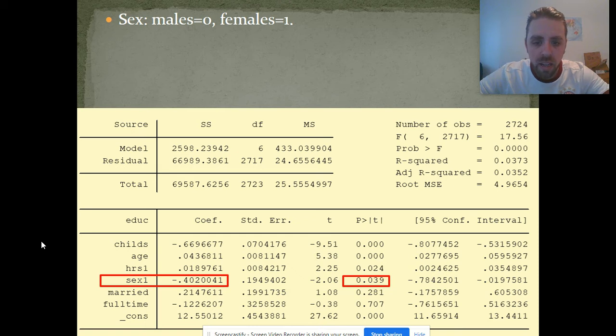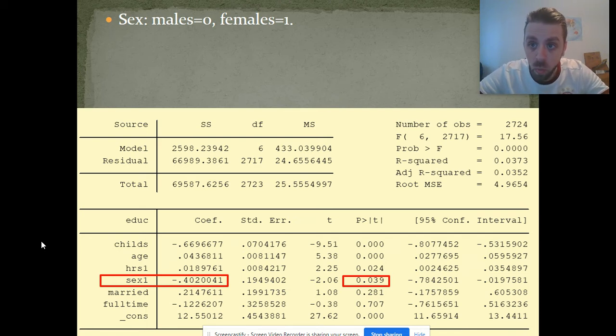So looking at the p-value here, is it significant? Once again, yes, it is, because a p-value of 0.039 is less than 0.05. Narrowly, but it is less. So this is significant, and the directional sign is negative here. When I am dealing with this categorical or dummy variable that I need to interpret within a regression, that coefficient that you see there, negative 0.4020041, that's the effect on educational attainment of being female as compared to being male.